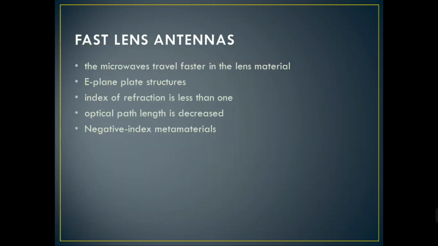Next is fast lens antennas, in which the microwaves travel faster in the lens material. In this type, radio waves travel faster in the lens medium than in free space, so the index of refraction is less than 1. So the optical path length is decreased by passing through the lens medium. This type has no analog in ordinary optical materials.